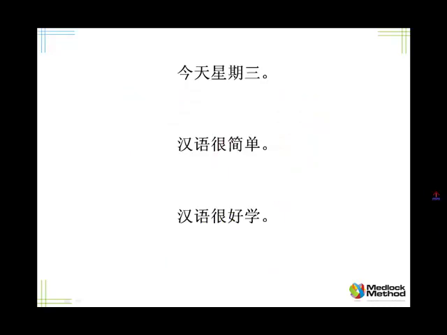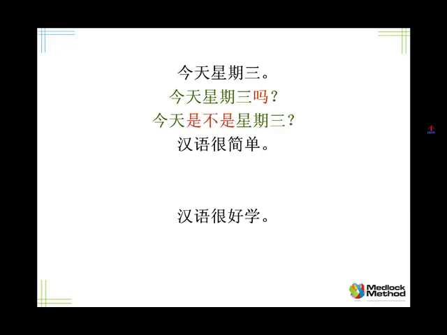Okay. Here are statements. 今天星期三. Today is Wednesday. Can you change it into a ma question? Yeah, that's easy. I just add ma to the end, don't I? Yeah. 今天星期三吗? And change into positive and negative. Okay, so I need to stick a verb in here, won't I? That's right. I'd have to say is, and so that would be 是不是? So, 今天是不是星期三? Good.